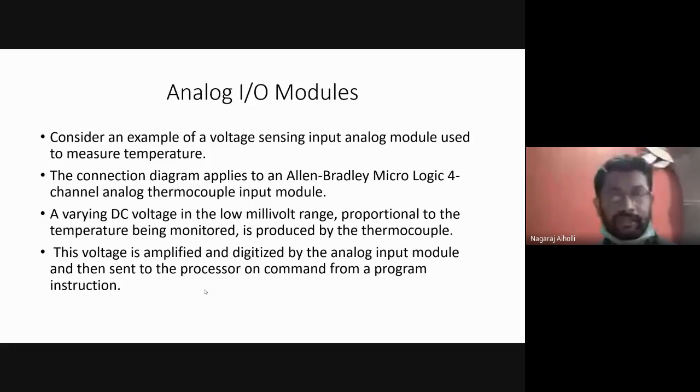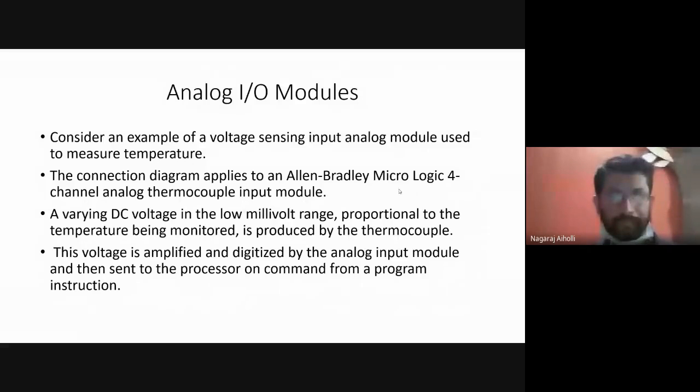Now when the thermocouple converts the thermal signal, the temperature signal, to a voltage signal, that voltage signal is applied to one of the channels of the analog IO module. Here I am considering the Allen Bradley MicroLogix 4 channel PLC, manufactured by Allen Bradley, which has 4 channels. Among those 4 channels, I am using 1 or 2 channels to collect the voltage coming from the thermocouple.